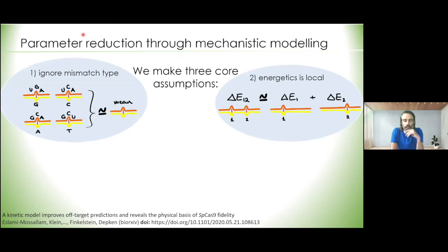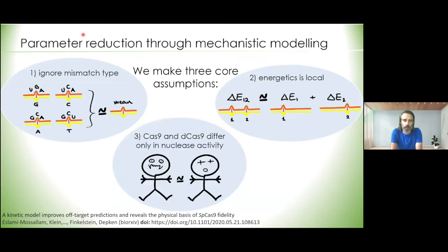The other thing is that we say that the energetics of this complex is local. So the energy cost of having 2 mismatches should be the same as the sum of the energy cost of each individual mismatch. And then on top of that, a lot of the experiments are performed on a version of Cas9 that is deactivated. This is called dead Cas9. And our assumption is that we can translate between Cas9 and the dead Cas9 just by assuming that everything is exactly the same, apart from that the dead Cas9 doesn't have the ability to cleave. So it lacks the bite.